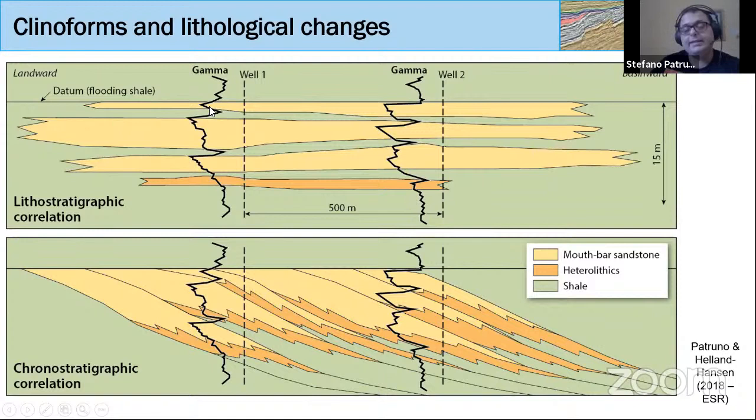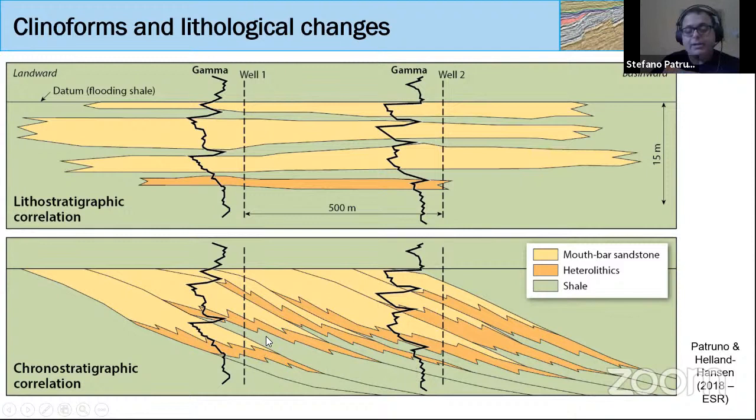And chronostratigraphic correlation. If you are in a place where clinoforms are developed or are supposed to be developing, like deltas, even if you don't see them in seismic, you can actually start to correlate these packages in the gamma rays using an inclined pattern. So you don't correlate sand with sand, but you correlate the more proximal phases with the more distal phases in a more distal position.